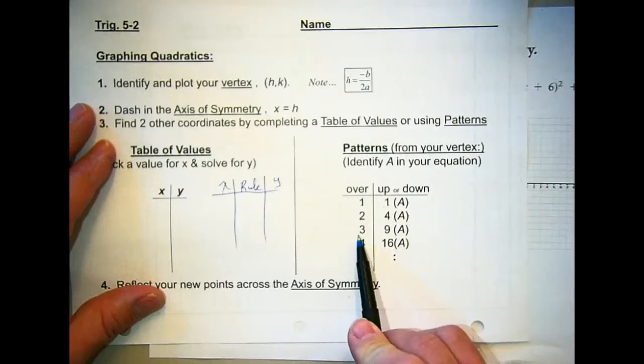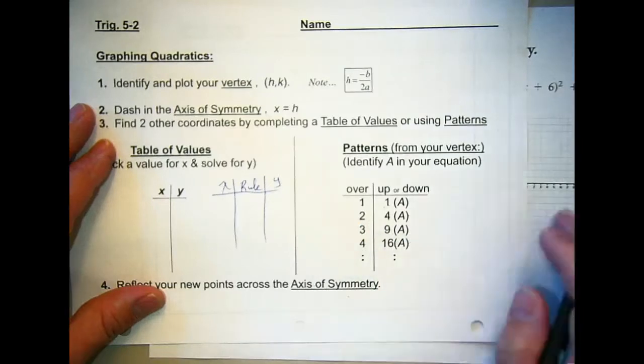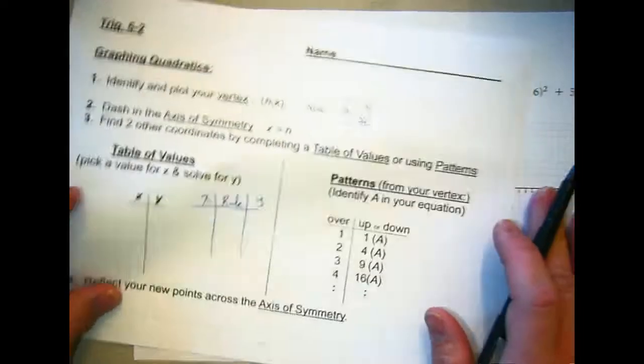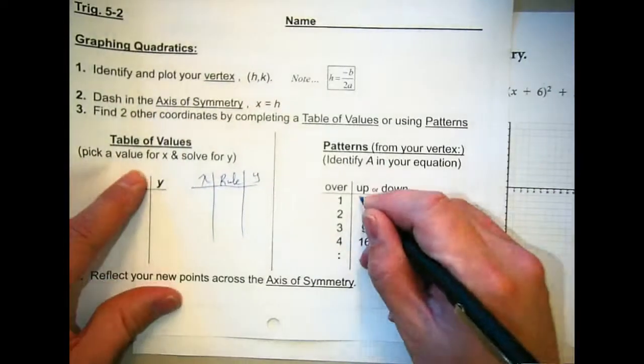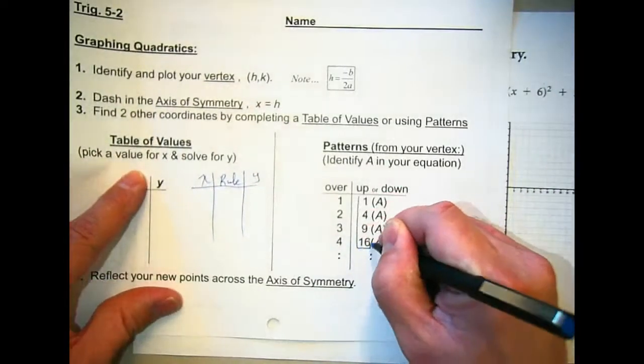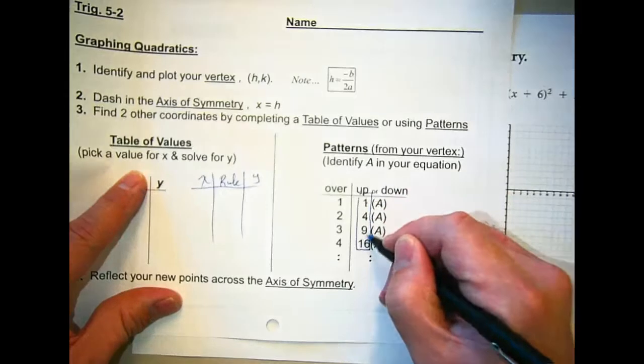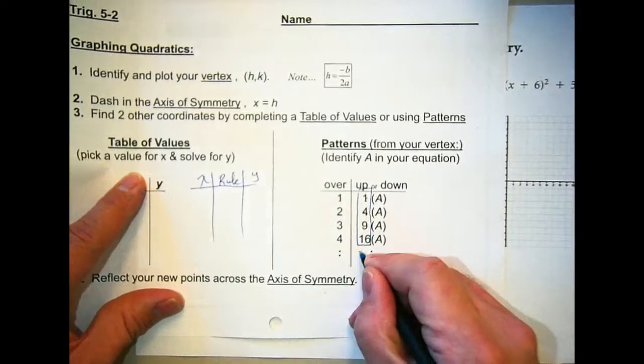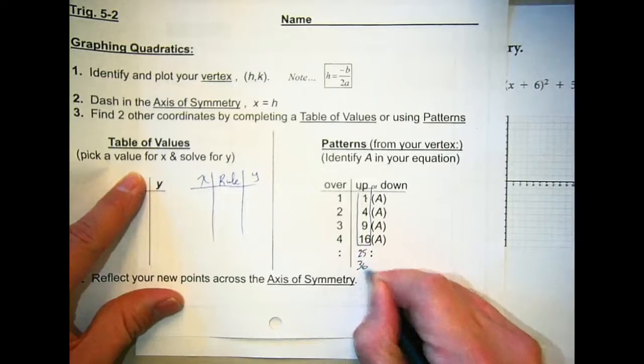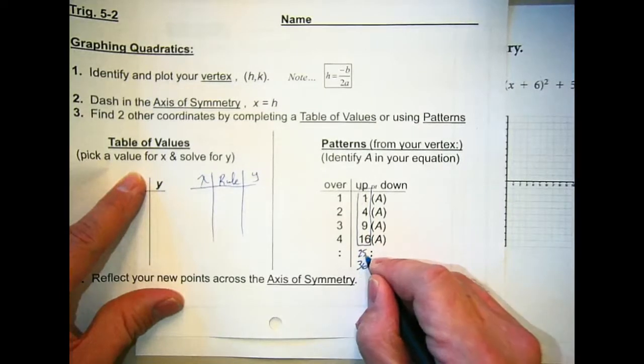Now, the key is understanding that the amount you're going up is always, these are always perfect squares. So the next number would be what? 25. 25 and 36, with the exception that you have to multiply this thing by whatever A is, your accelerator, right?